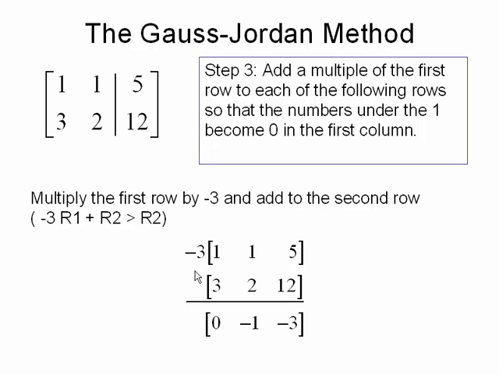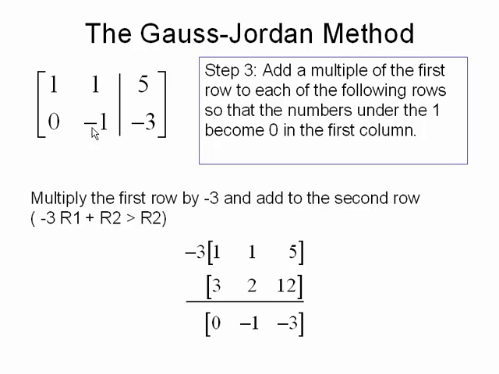So below, you see -3 times the first row. There's row 2. So -3 times 1 plus 3 is 0. -3 times 1 plus 2 is -1. And -3 times 5 plus 12 is -3. Now I need to put that answer back into the second row. And so when I do that, now the second row becomes 0, -1, -3.